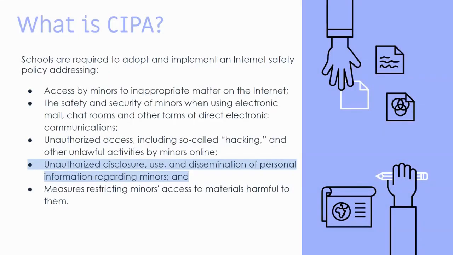So, what is CIPA? Schools are required to adopt and implement an internet safety policy addressing the following: access by minors to inappropriate matter on the internet, the safety and security of minors when using electronic mail, chat rooms, or other forms of electronic communications, unauthorized access, including hacking and other unlawful activities by minors online, unauthorized disclosure, use, and dissemination of personal information regarding minors, and measures restricting minors' access to materials harmful to them.